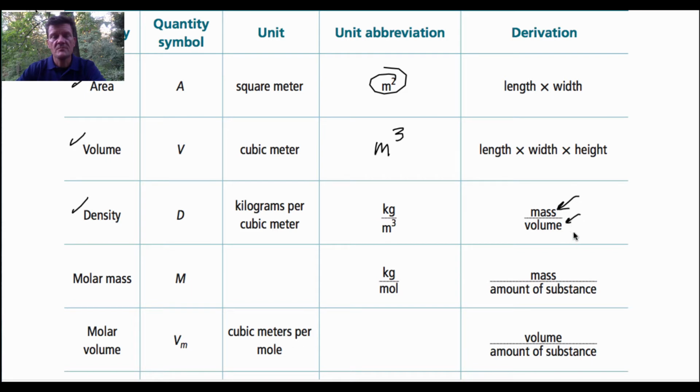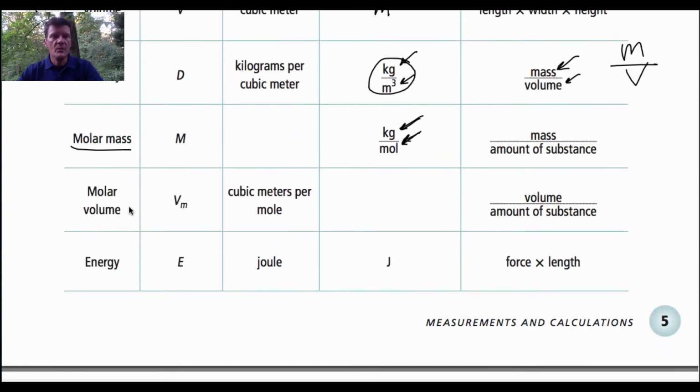Density. Density is mass over volume. Mass is measured in kilograms, volume is in meters cubed. So kilograms over meters cubed is a derived unit, and that's what we use for density. Molar mass, that's something we're going to be using a lot, and that is the mass over the amount of substance, the number of particles basically. That's kilograms over moles.